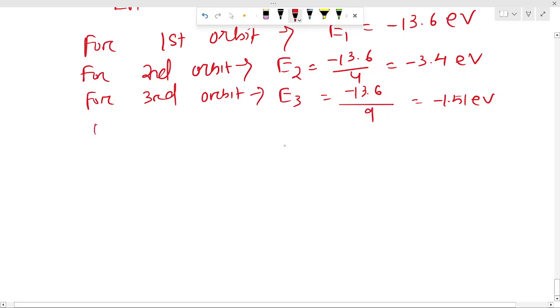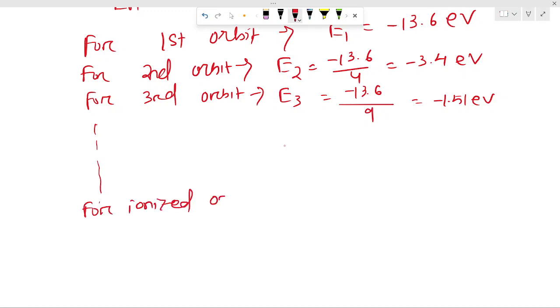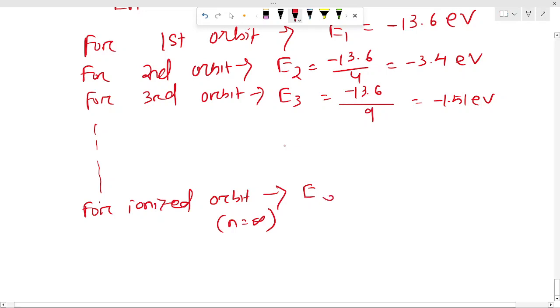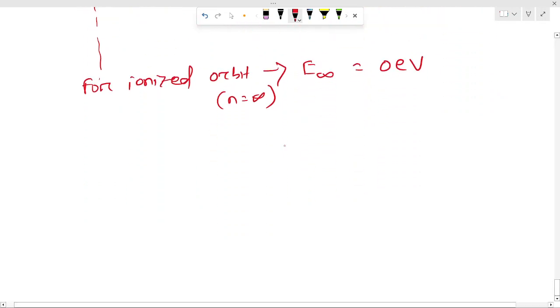Lastly, for the ionized orbit we have the expression for energy. Ionized orbit means we have n is equal to infinity here. So E infinity will be equal to zero electron volt. Okay, understood? Okay.